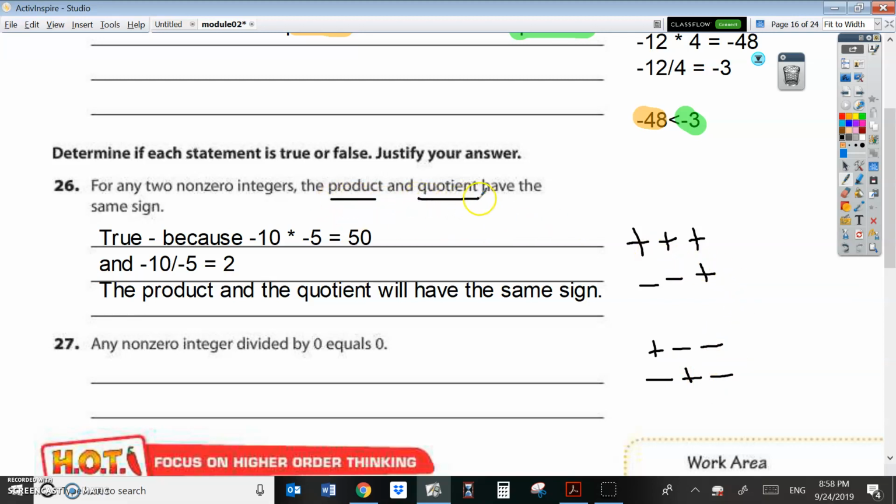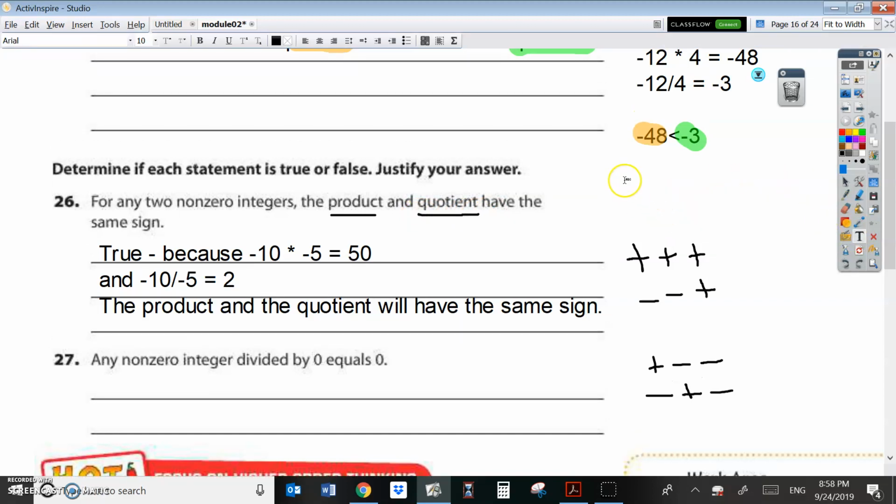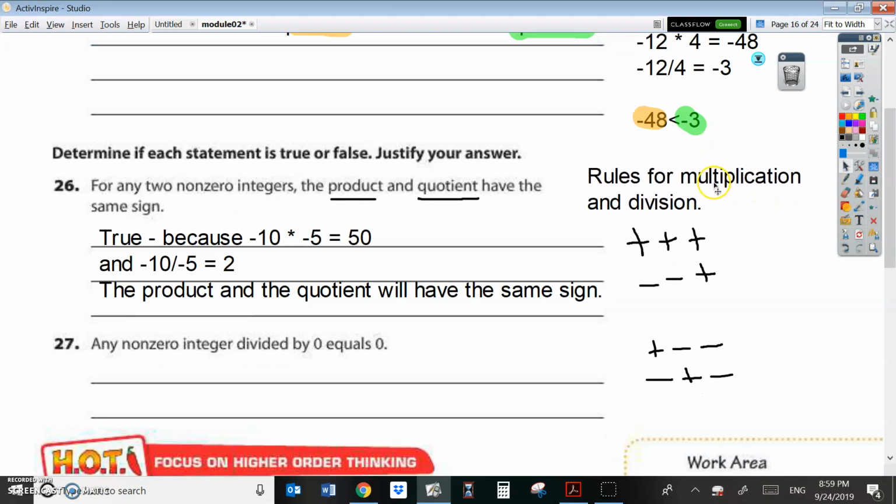product and the quotient have the same sign because these are the rules for multiplying and dividing. Multiplication gives you a product, and division gives you a quotient.